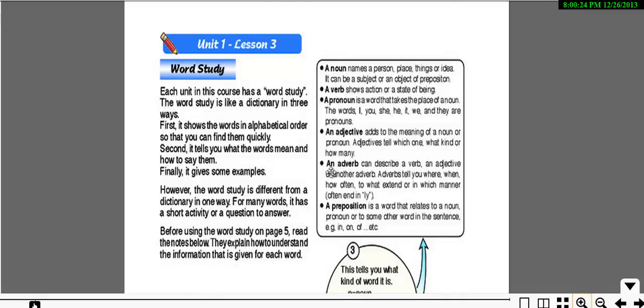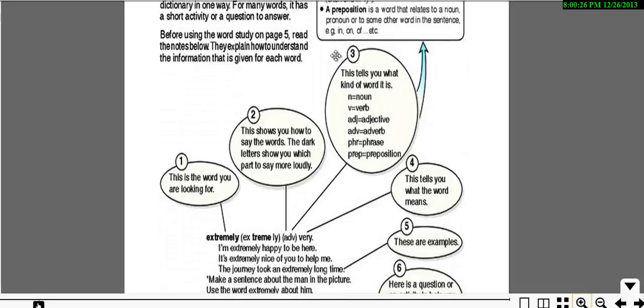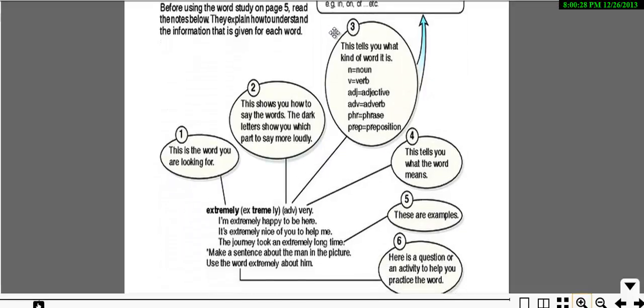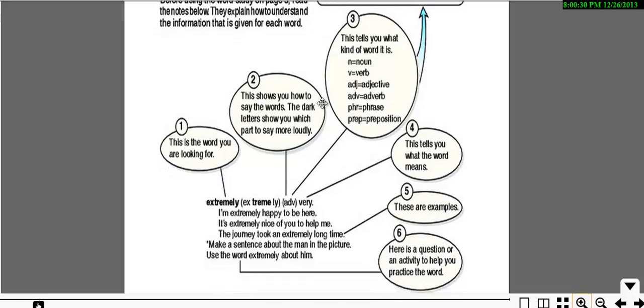Now, there is this figure here that we want to look into with 6 parts. Part number 1 is just teaching you how to deal with a word if you read it in a word study, and how you can benefit from it. There are actually 6 benefits of the explanation here. Number 1, this is the word you're looking for, extremely, for example.